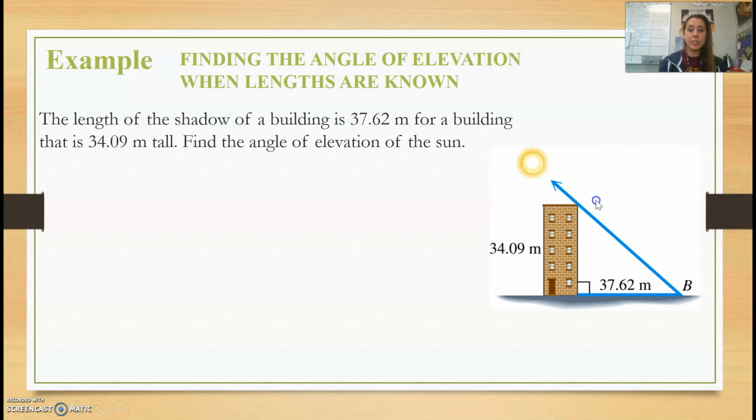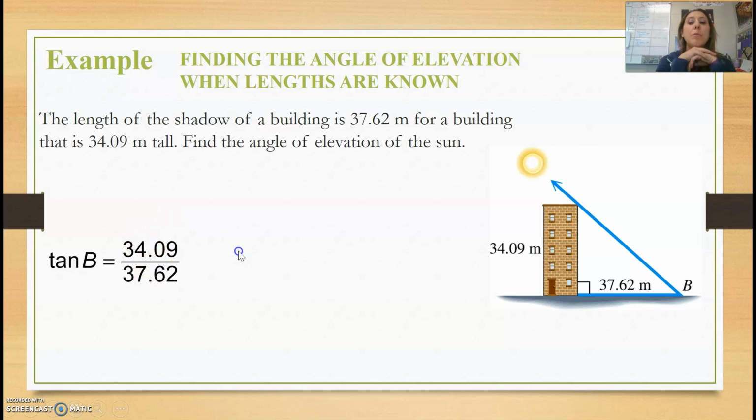So I have this picture of the building, because the building is 34.09 meters, and the shadow from the building to the shadow is 37.62 meters long. And I'm looking for this angle B over here because it says the angle of elevation to the sun. So I'm looking up to the sun, and the sight line is from the ground. So I'm going to use tangent because I have an opposite side and an adjacent side again.